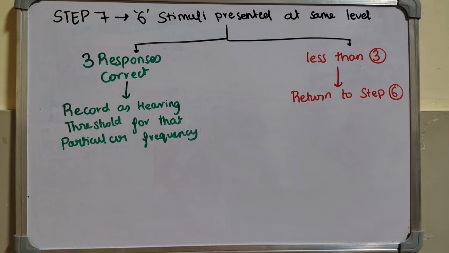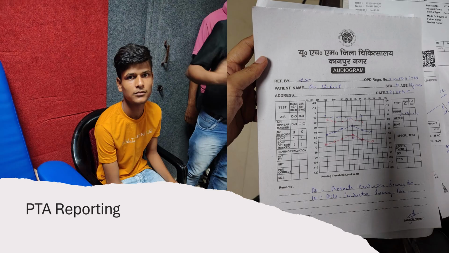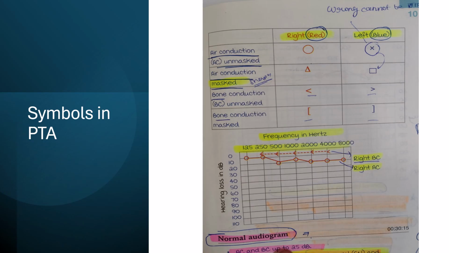Now, PTA reporting. How is the PTA reporting done? When reporting PTA, note the type and degree of hearing loss. Use the standardized symbols and frequency threshold tables, and add interpretation in simple terms for clinicians and patients.